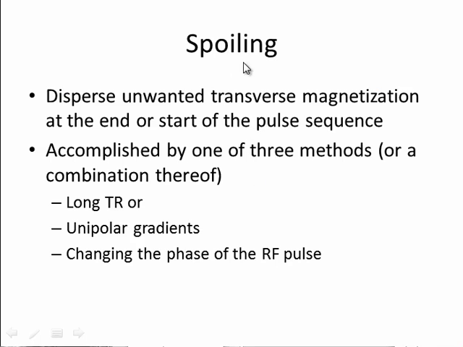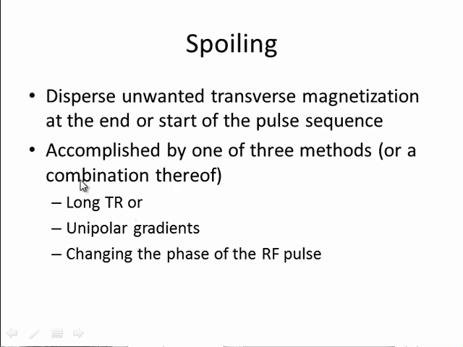When talking about gradient echo, spoiling is a big topic, so I'd like to discuss that a little bit here. Spoiling in general means that you disperse the unwanted transverse magnetization at the end or the start of the pulse sequence. If you have magnetization at the end of your sequence that you want to get rid of, then you would want to spoil it. And we can do that by one of three methods.